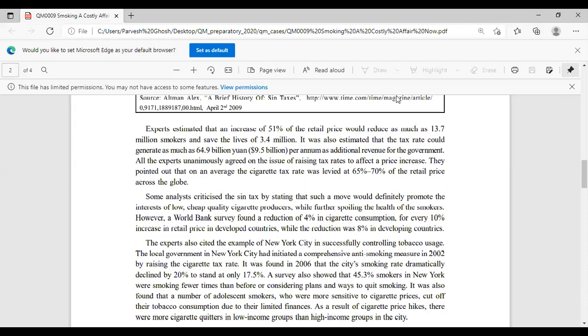Now, some analysts criticize the sin tax. Some criticize by stating that such a move would definitely promote the interest of low and cheap quality cigarette producers, while further spoiling the health of smokers. Now, smokers are addicted. If you raise the price and the smoker cannot afford it, what will he or she do? Try to buy from wrong means, or try to buy very low category cigarettes.